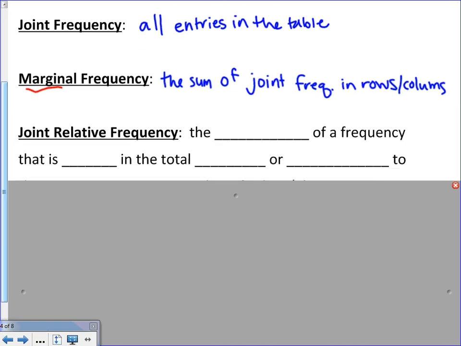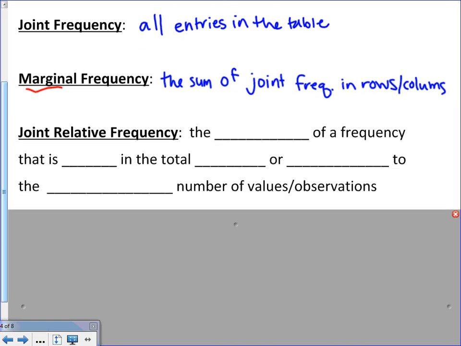Now, the next definition is very similar to one we've already defined, which is a joint frequency, which is the entries in a table. Now we're calling it the joint relative frequency. So think about what the word relative means. Relative really implies there's some kind of relation going on. And a lot of times when we compare relationships to numbers in math, we call those ratios.